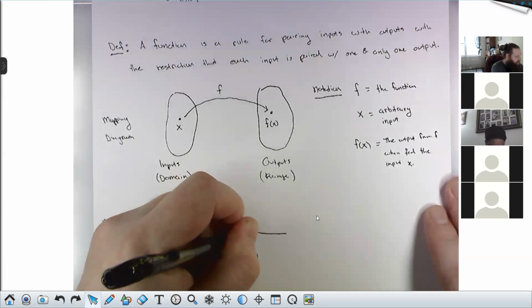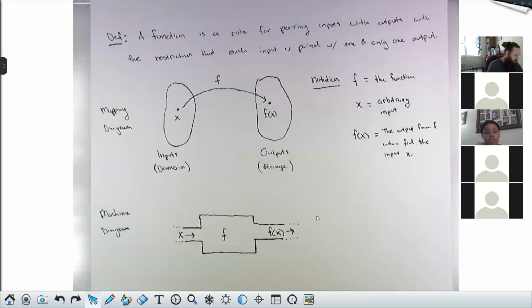So I can think of the F machine as something that takes in X's and spits out F of X's. And I could connect this machine to other machines. And that'll be a useful metaphor for us down the road. But yeah, these are the basics, and I'm sure this is at least somewhat familiar to everybody. Let's look at some particular things we can fiddle with.